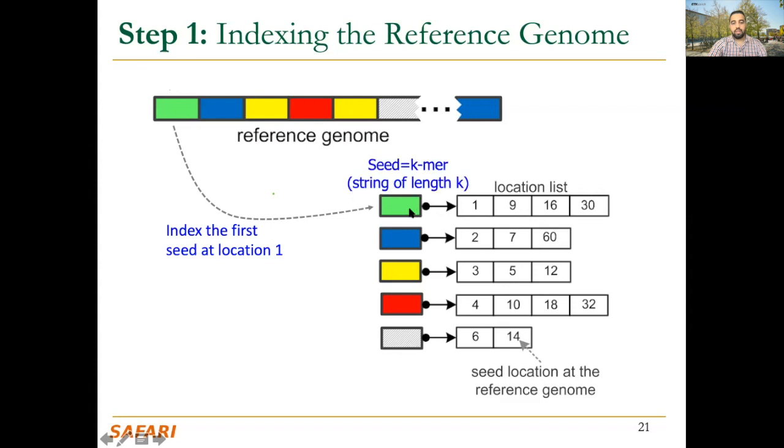Now, we call this piece or subsequence that we got from the reference genome a seed or k-mer, where the k is the length of the piece. For example, 6-mers, 7-mers, 8-mers, and so on, where 8 is the length of this piece.